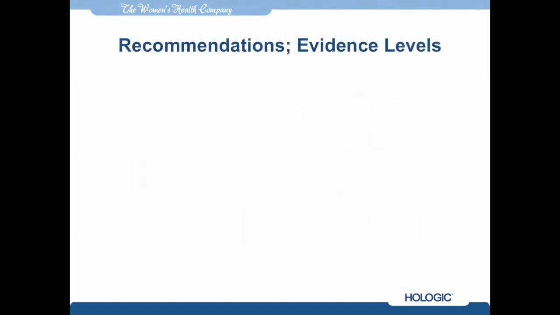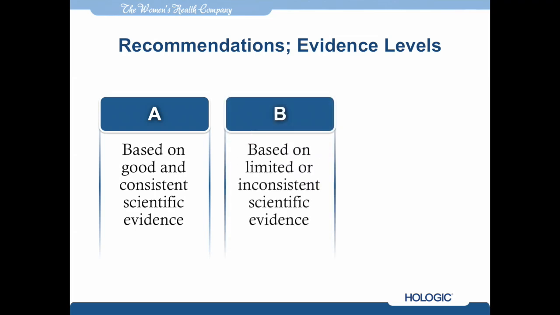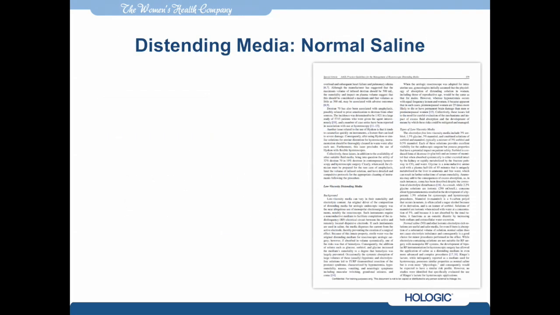The recommendations within this paper are based on the level of evidence found in the data and are categorized as follows. Evidence level A recommendations are based on good and consistent scientific evidence. Evidence level B recommendations are based on limited or inconsistent scientific evidence. Evidence level C is based primarily on expert opinion and consensus. There are some key recommendations within the paper that should be acknowledged.